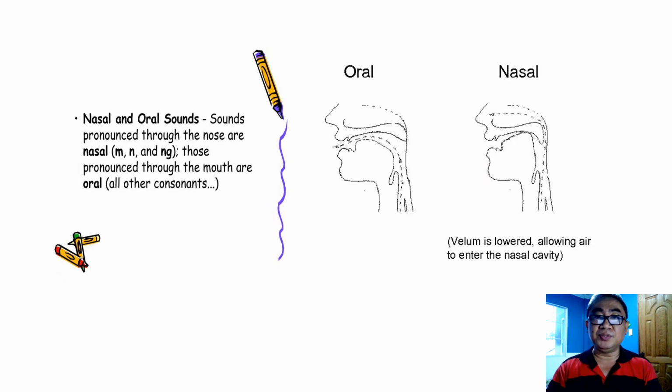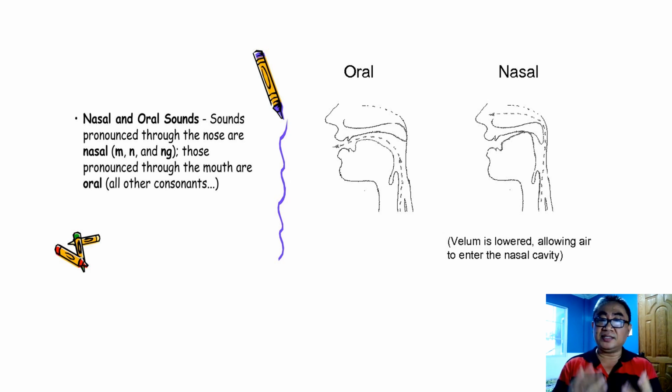Then we shall go to the nasal and oral sounds. These sounds are pronounced through the nose, no? Those are nasal. Those pronounced through the mouth are oral and other consonants. So the velum is lowered, allowing air to enter the nasal cavity. But what's the difference between the nasal and the oral sounds?